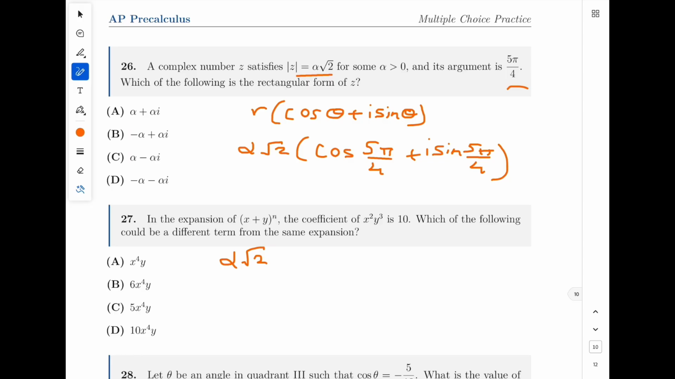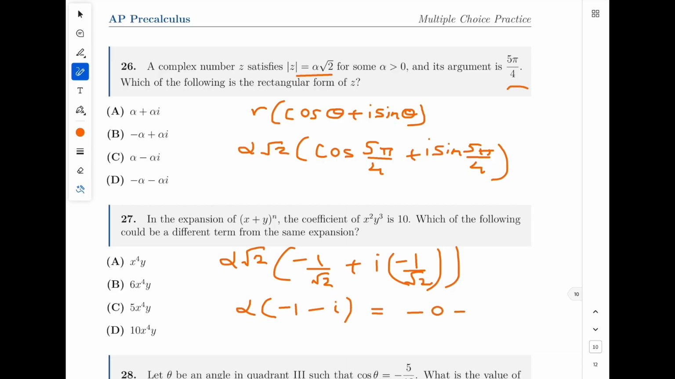Cos 5 pi over 4 is negative 1 over root 2, and i sin, so the y coordinate is negative as well, so this is negative 1 over root 2. Now if I multiply root 2, I have alpha into minus 1 minus i, which is minus alpha minus alpha i, that should be option B.